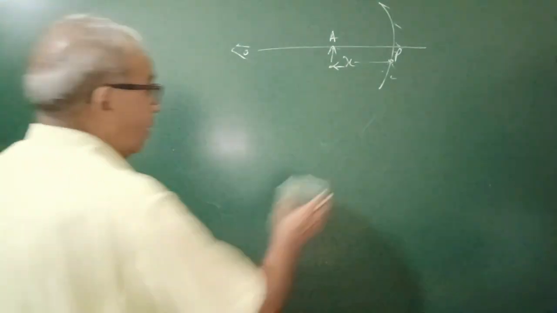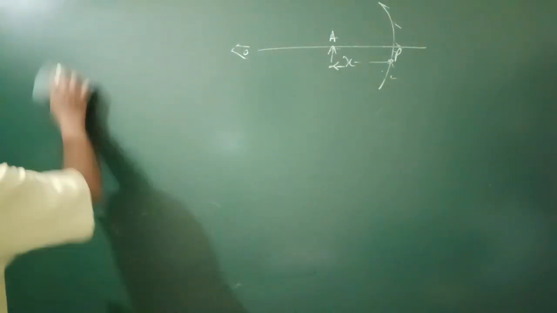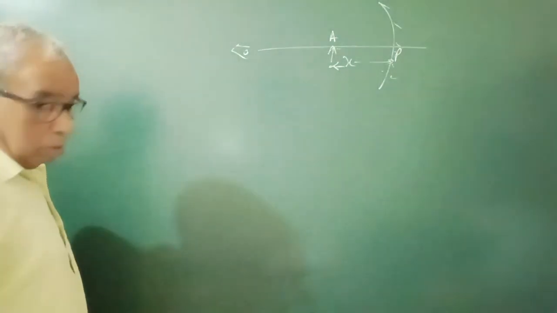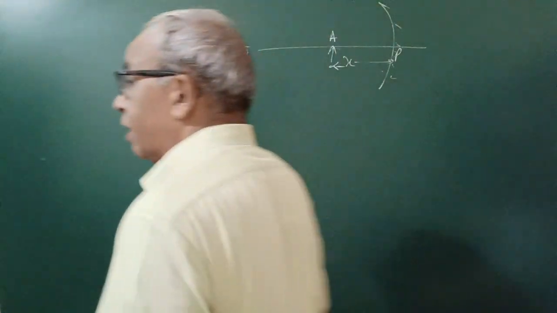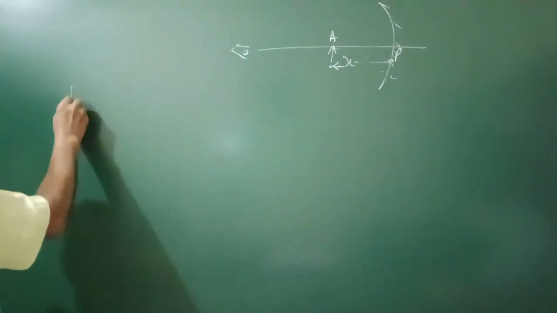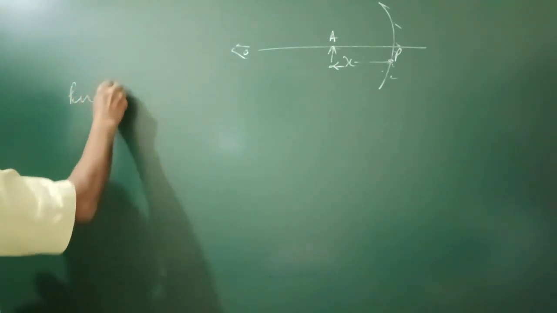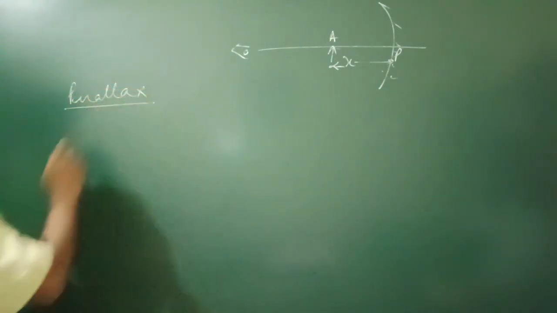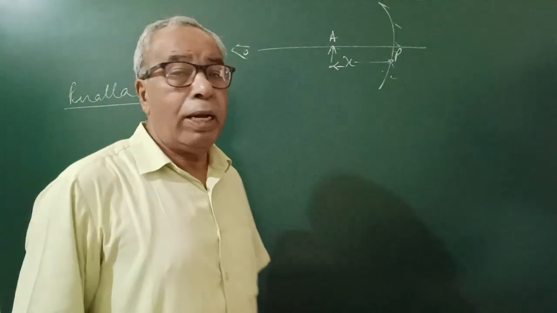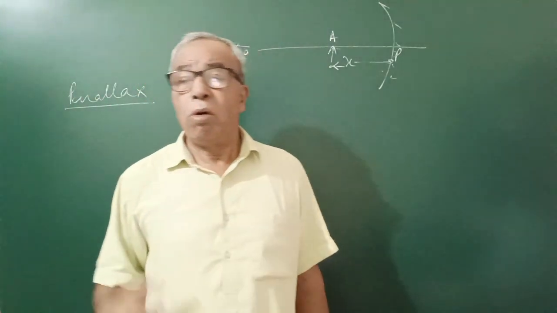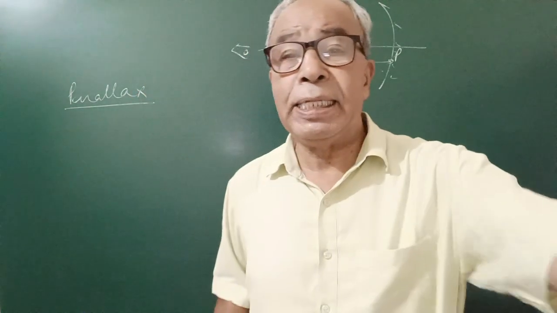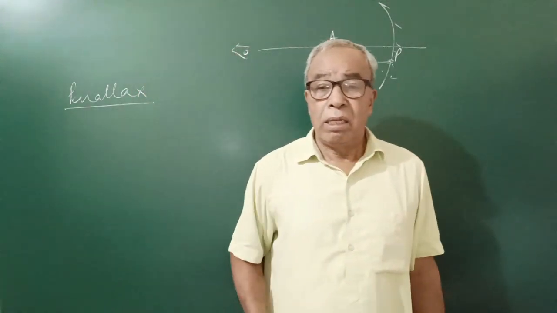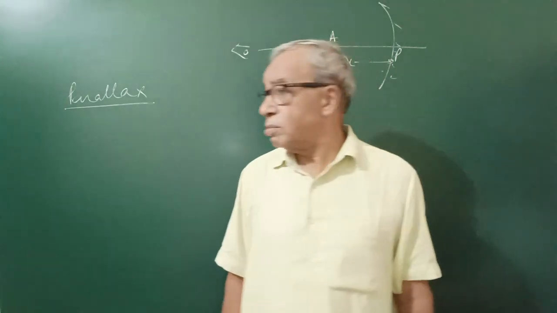Here, for your knowledge, I am going to define what is parallax. You might have heard the term parallax in your lab, that remove parallax, but nobody knows what is parallax. When a moving observer sees two objects at different distances in the same line, in the same direction.